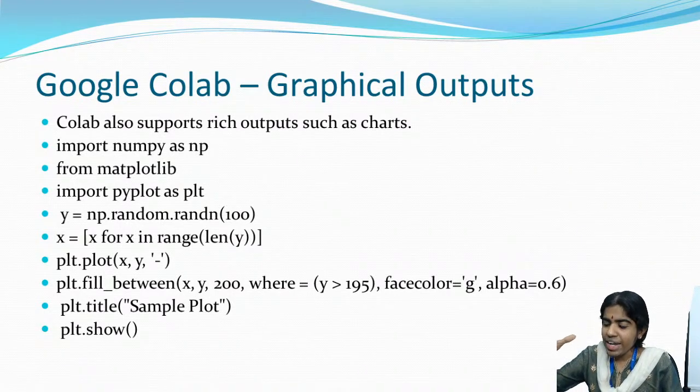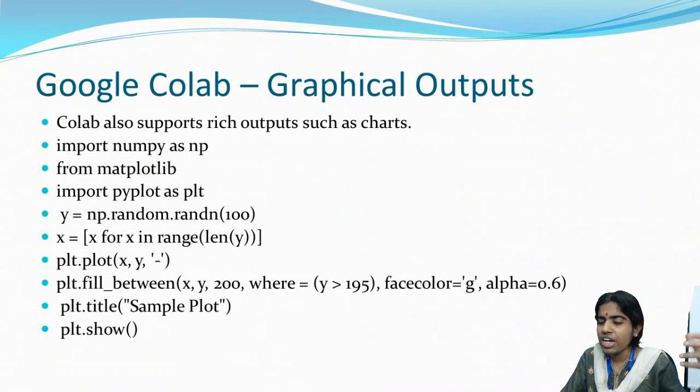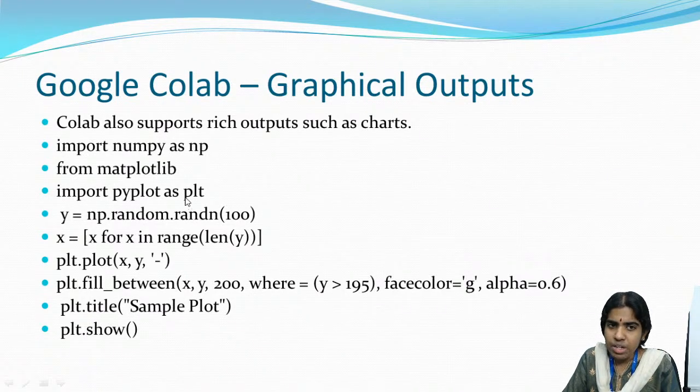For doing any kind of machine learning, data analytics or data science, I can go for Google Colab. It is available online, free of cost. You can just type Google Colab and start using it. What are the variety of functionalities available in Google Colab? One more example: it supports rich graphical outputs.